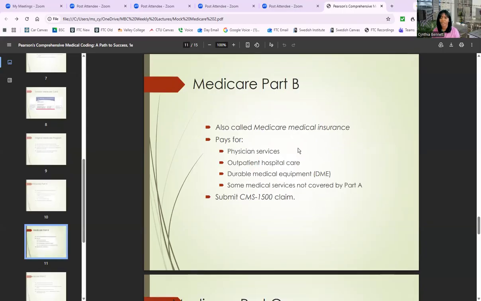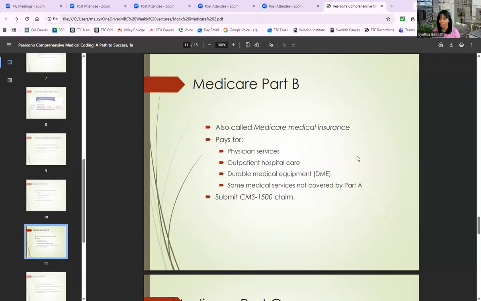So Medicare Part B is going to be for your office visits to your doctor. That's what they mean when they say physician services. They can also be billed if the patient is inpatient in a hospital and the physician visits the patient in the hospital. This is considered a physician service. So we can bill under Medicare Part B for that.